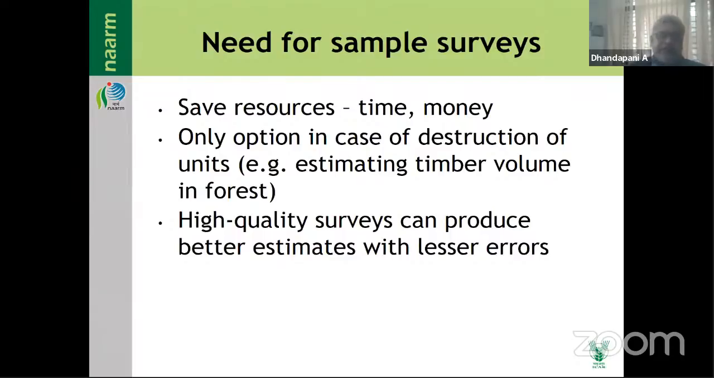And the other thing is, of course, if whatever you are measuring has some kind of restriction, for example, if I want to estimate the timber volume in a forest, you cannot ask for a census because you'll be cutting all the trees. So there is no use of the information you collect. So basically, then you have to go for a sample survey. There is no other way. In some cases, you have to go for a sample survey.